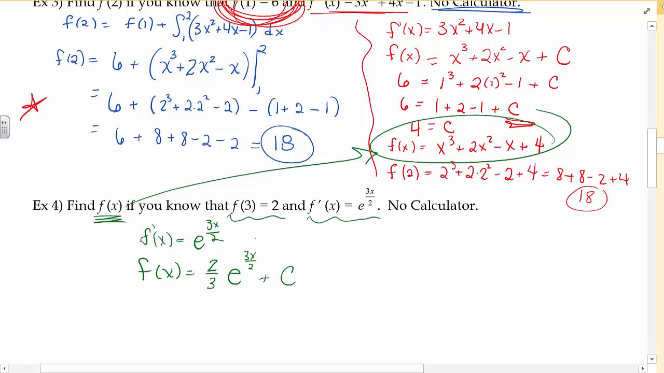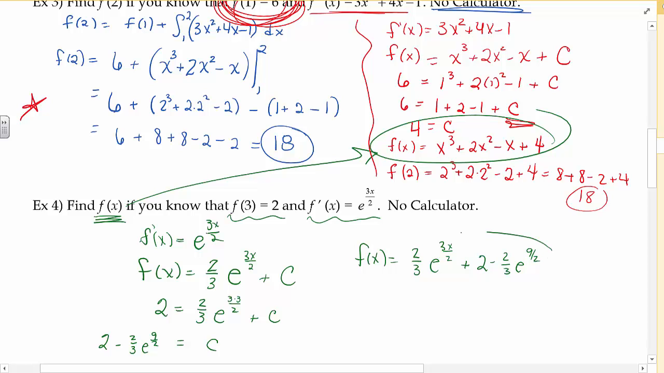I know that f of 3 is 2, so 2 equals 2/3 e to the 3 times 3 over 2 plus c. So c is 2 minus 2/3 e to the 9 halves. That's a constant. It's an ugly one, but it's a constant. I can live with that. So f of x is 2/3 e to the 3x over 2 plus 2 minus 2/3 e to the 9 halves. And that right there is f of x. Okay?